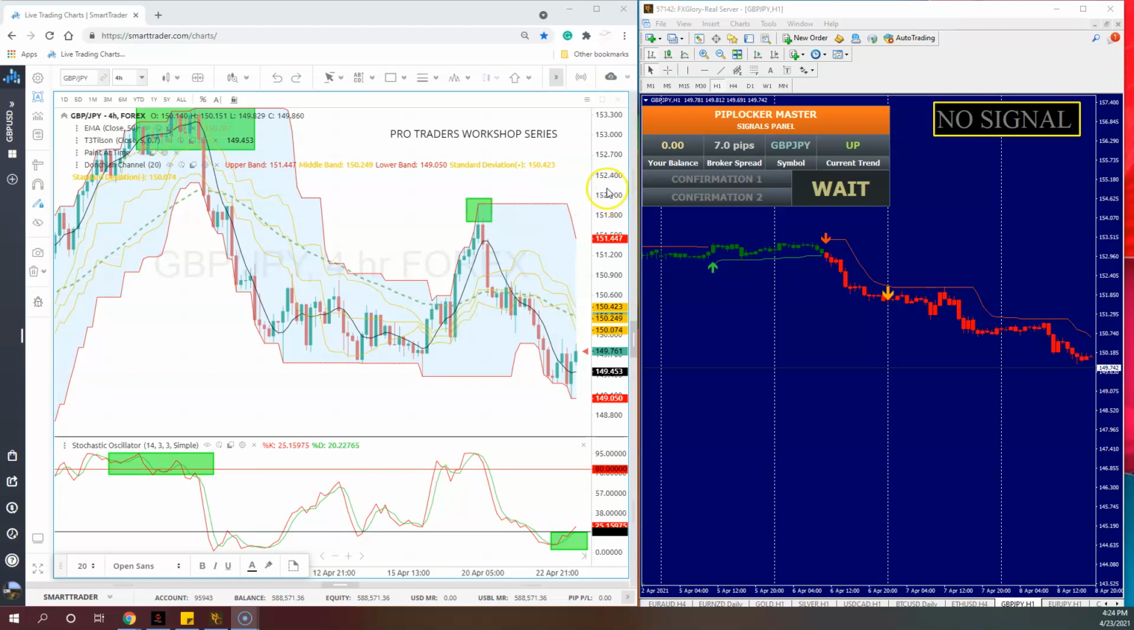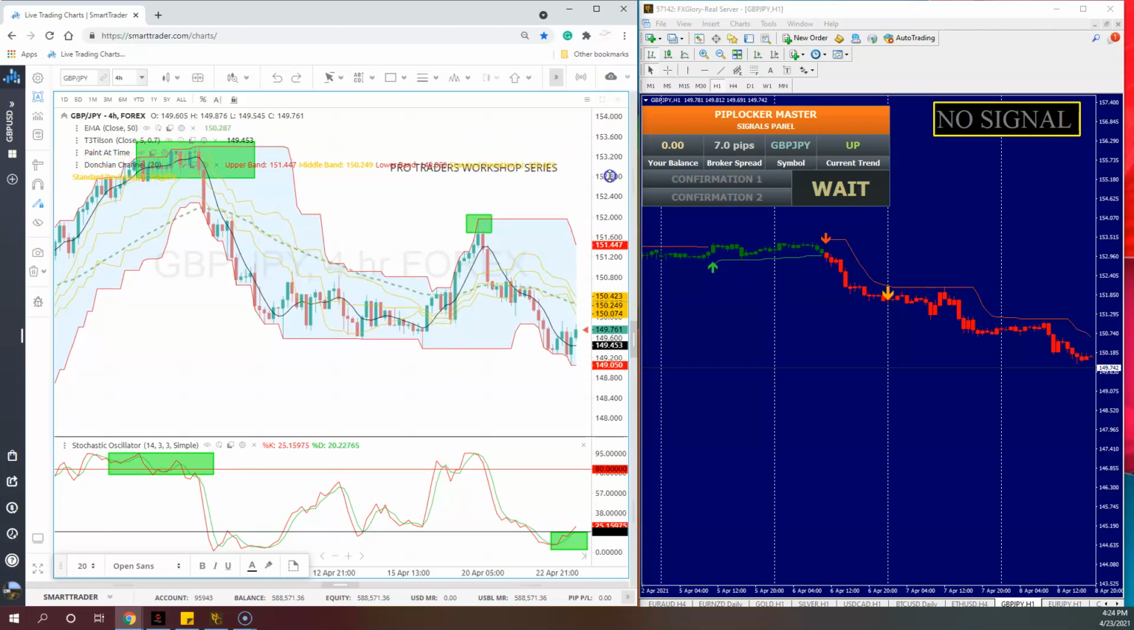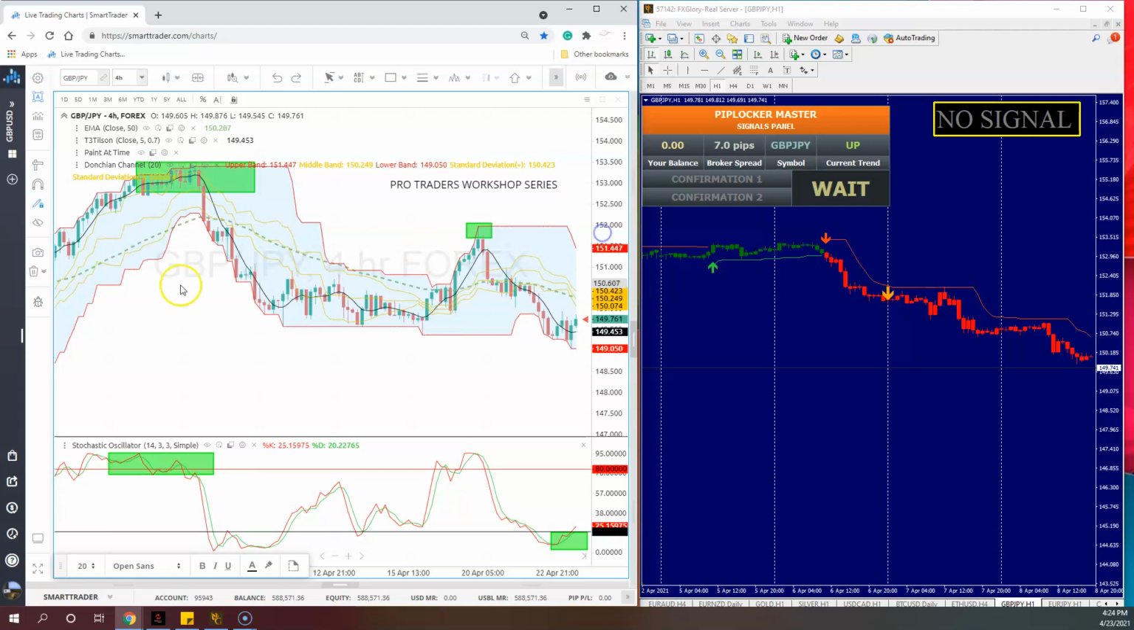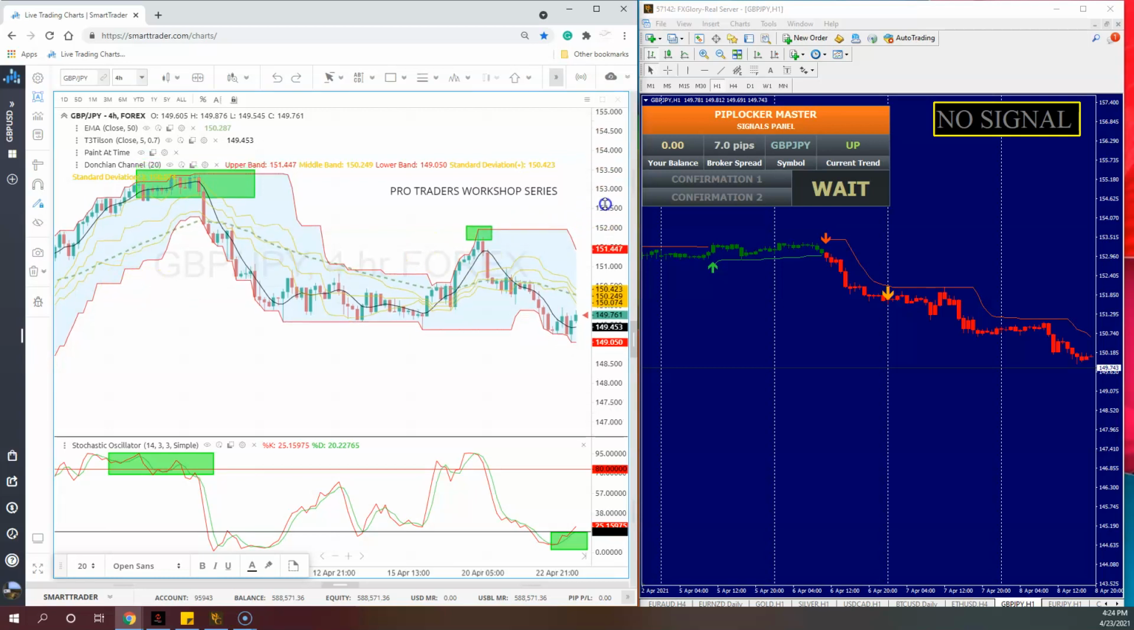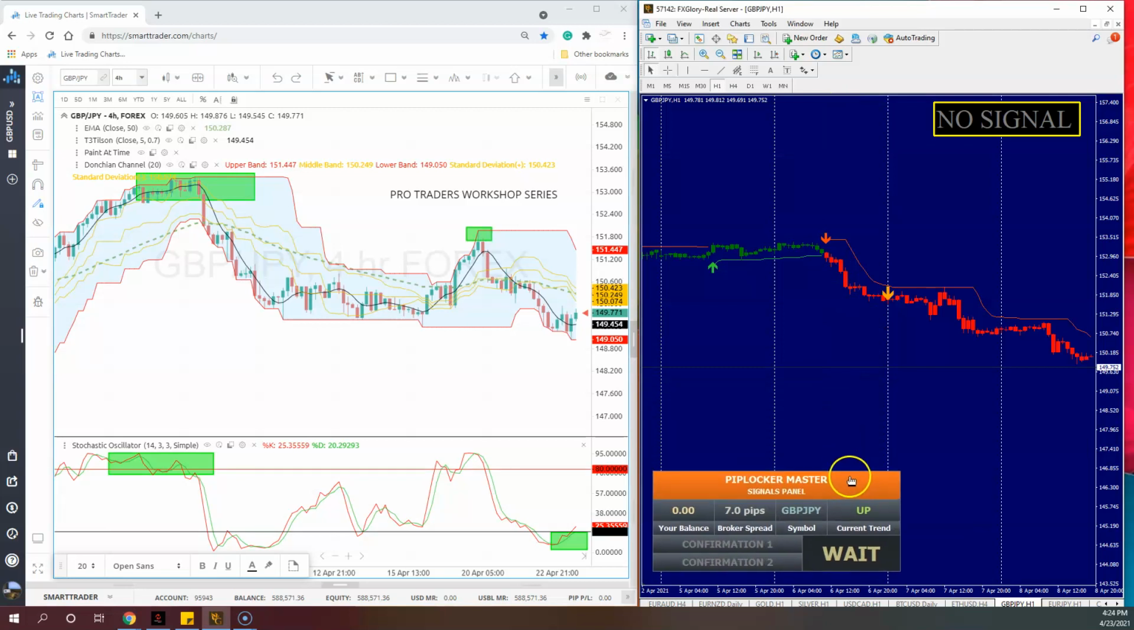On the left-hand side is the Smart Trader platform, and I'm using the Donchian channel indicator, which is similar to a Bollinger Band, but visually it's a lot easier to find support and resistance levels. On the right-hand side, I have the Piplocker master indicator.